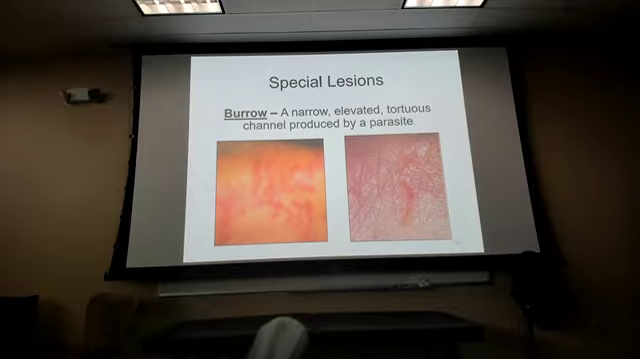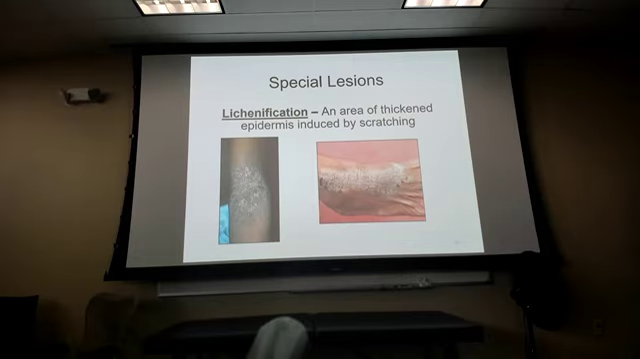Okay? The burrows. So you've got that narrow, elevated, tortuous channel produced by a parasite. Once the parasite gets into it, then it's going on a swim, right? It's just going back and around, back and forth. So that's a burrow. Lichenification, again, we talked about it a little while ago, which is that itching that can cause thickening of the skin there.